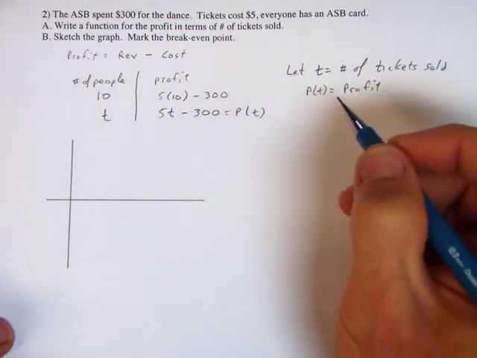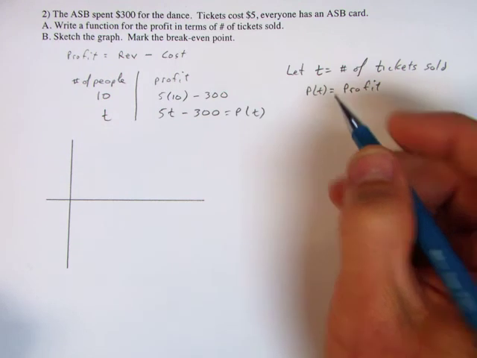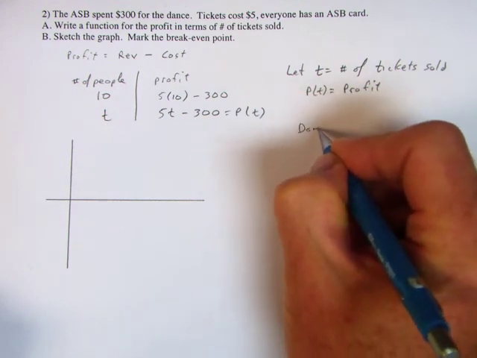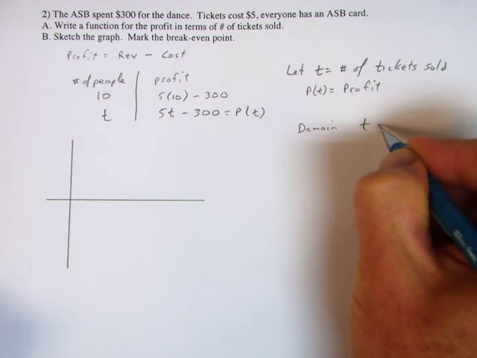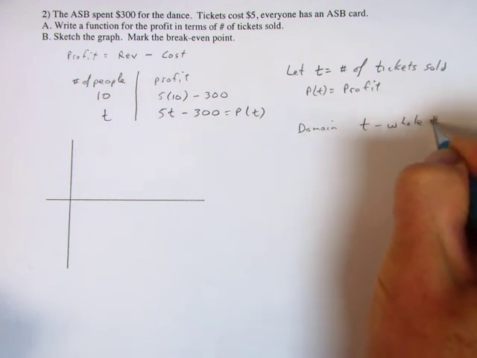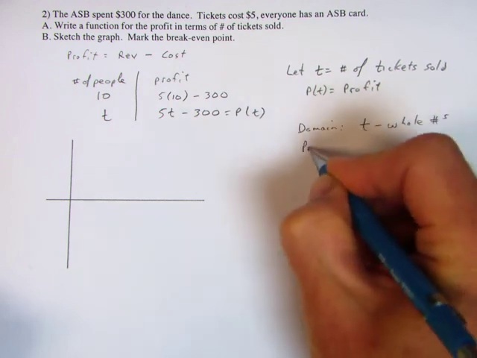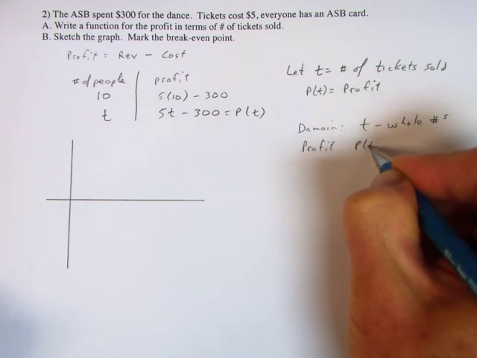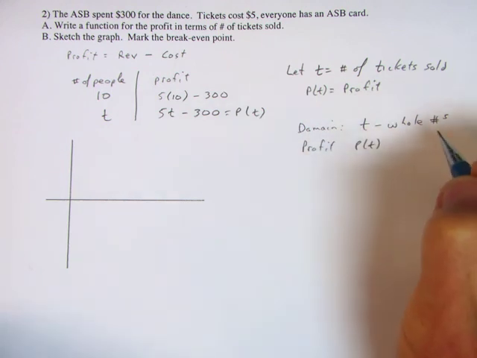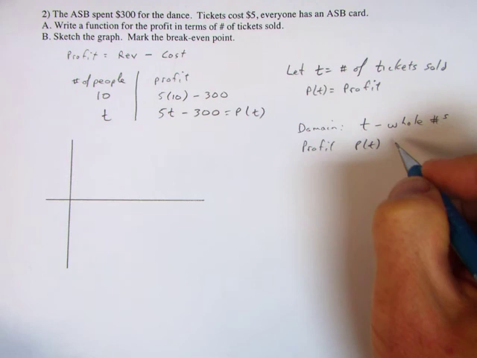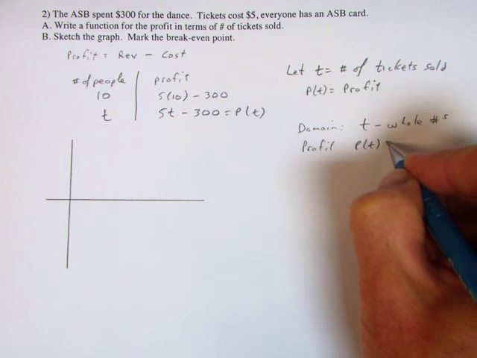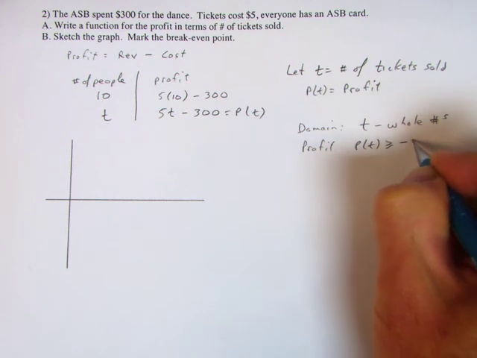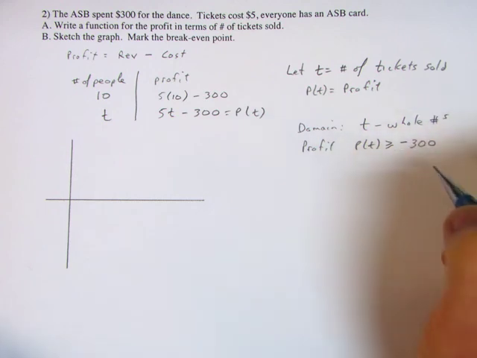Now in this case, what would the domain be? The problem doesn't ask us, but let's write this down anyway. t has to be whole numbers. What about our profit, p of t? Again, we're not using formal notation, we're just talking about the ideas here. If no one showed up and paid for a ticket, then they would lose $300. So that would be the minimum. It'd be greater than or equal to negative 300, because they would lose the $300.